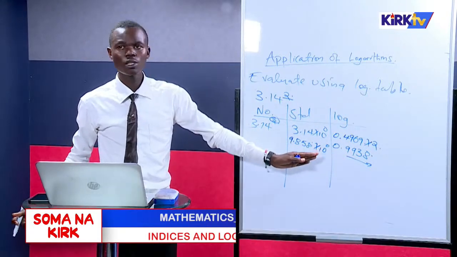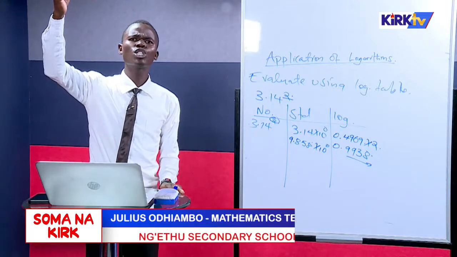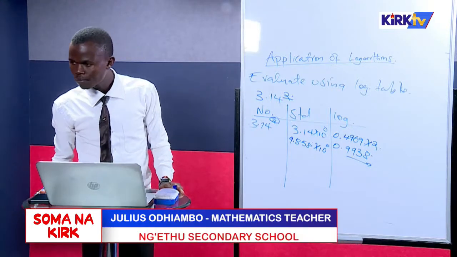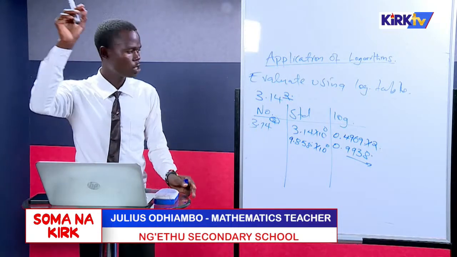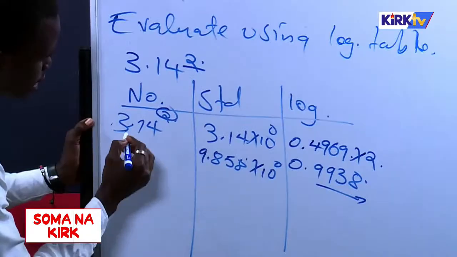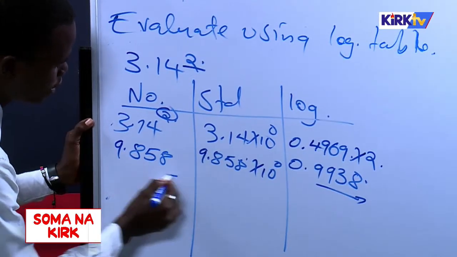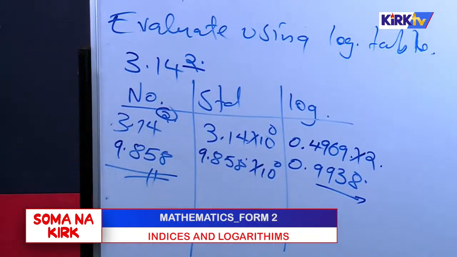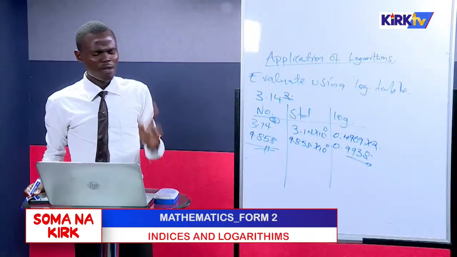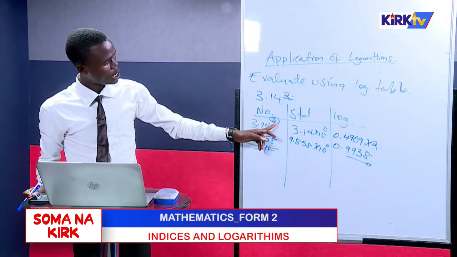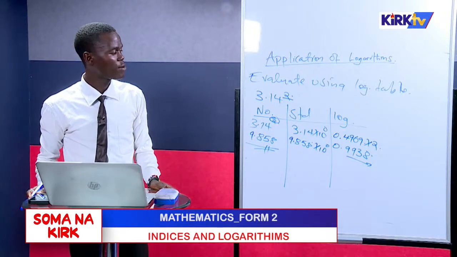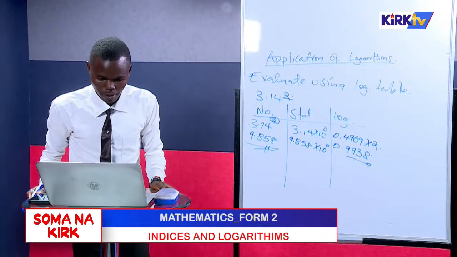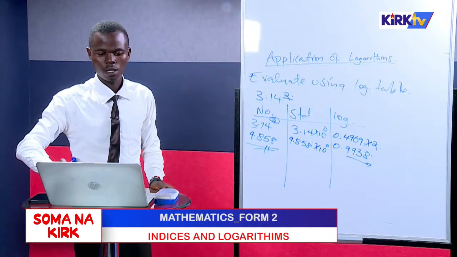But since it is raised to power 0, and I said a number raised to 0 is always 1. If you want to know more, you can see me after the lesson. A number raised to 0 is always 1. Now the answer will be 9.858. That is our answer. Now, before I proceed, I will remind you of this. This is a power. And the moment you see a power, it simply means we multiply.